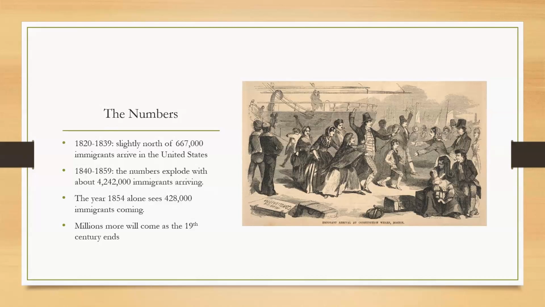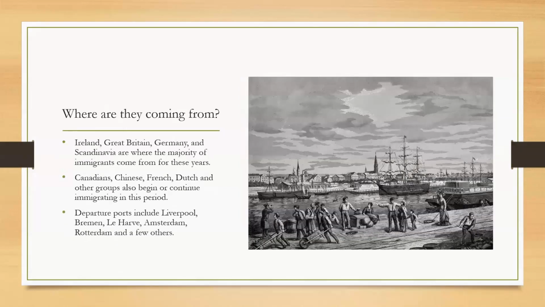These numbers, while having various ups and downs if you look at it year by year, as the 19th century ends and the early 20th century begins, the numbers just keep going up. Where are they coming from? So Ireland, Great Britain, Germany, and Scandinavia are where the vast majority of immigrants will come from in these years.